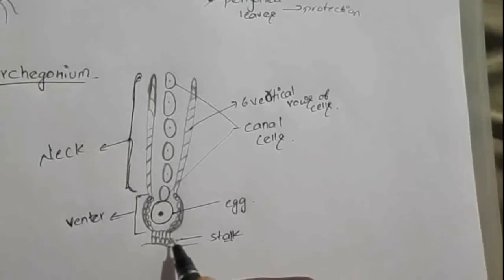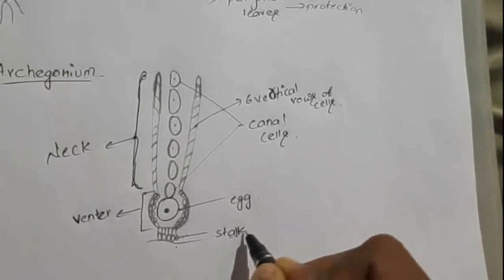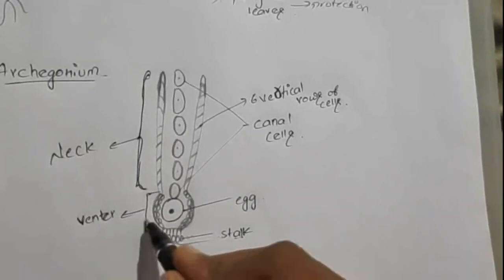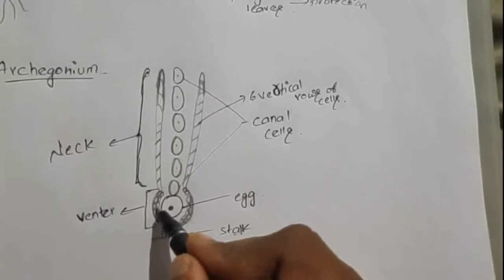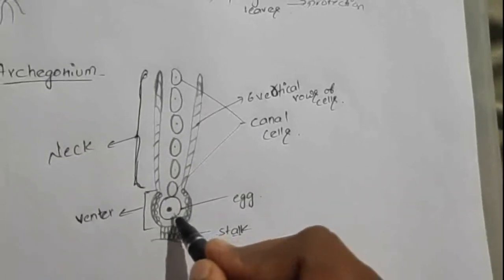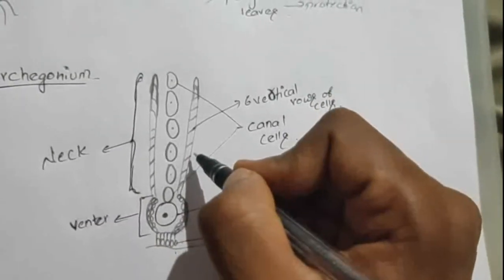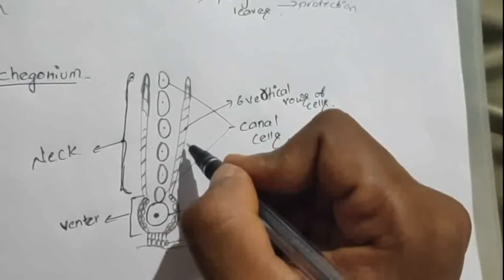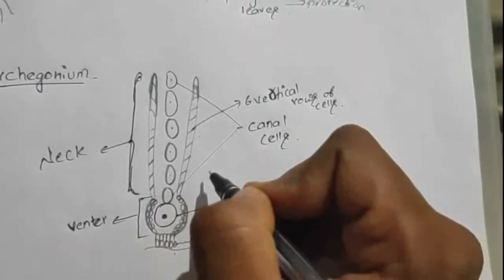The part of the archegonium which is attached to the convex part is the stalk, which is multicellular layered, and next to the stalk is the swollen part known as the venter. The wall of the venter is made up of different layers of cells, and inside these layers the egg is present. Next to the venter part is the neck, a long neck. The walls of this neck are made up of 6 rows of cells, and inside the neck there are 6 cells known as the canal cells.